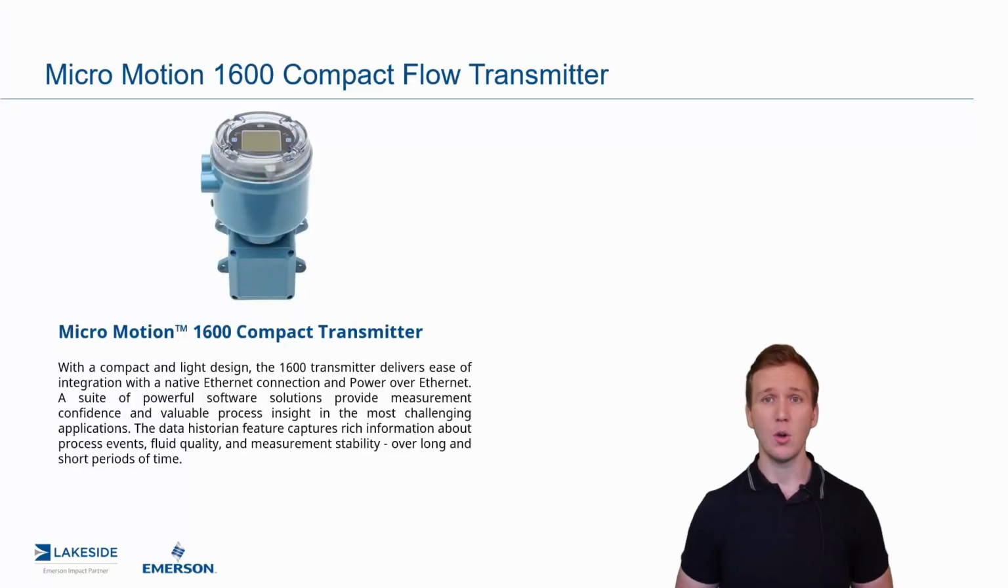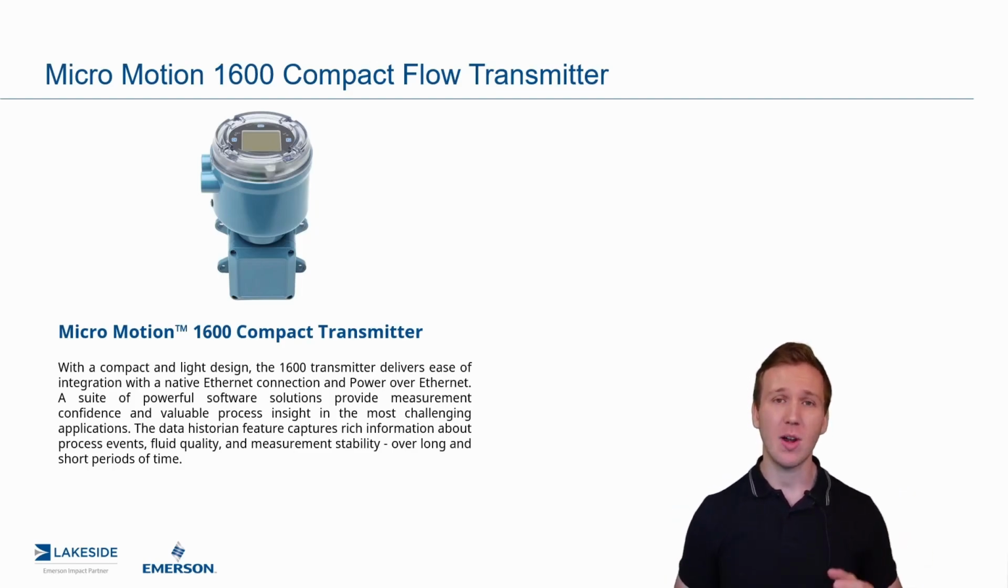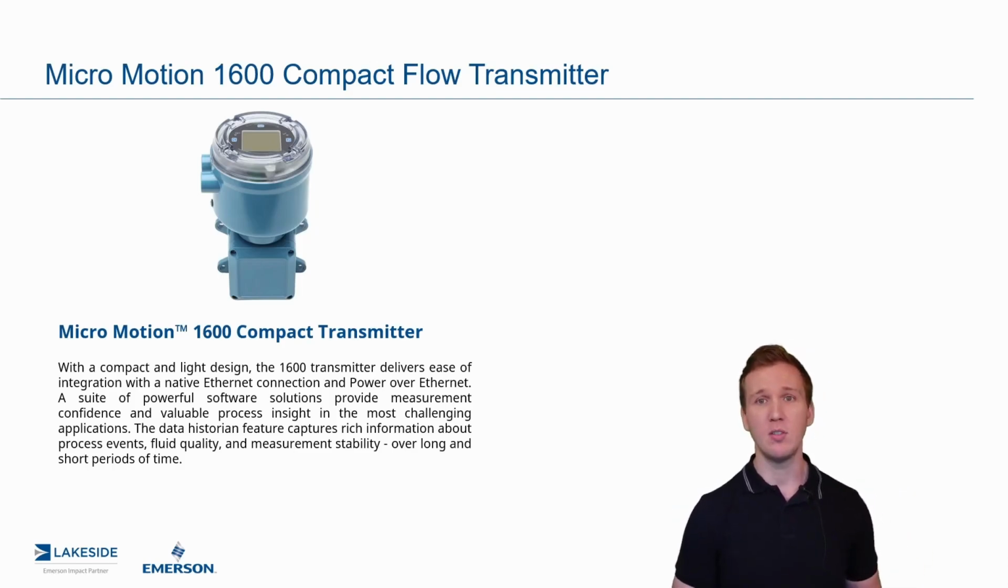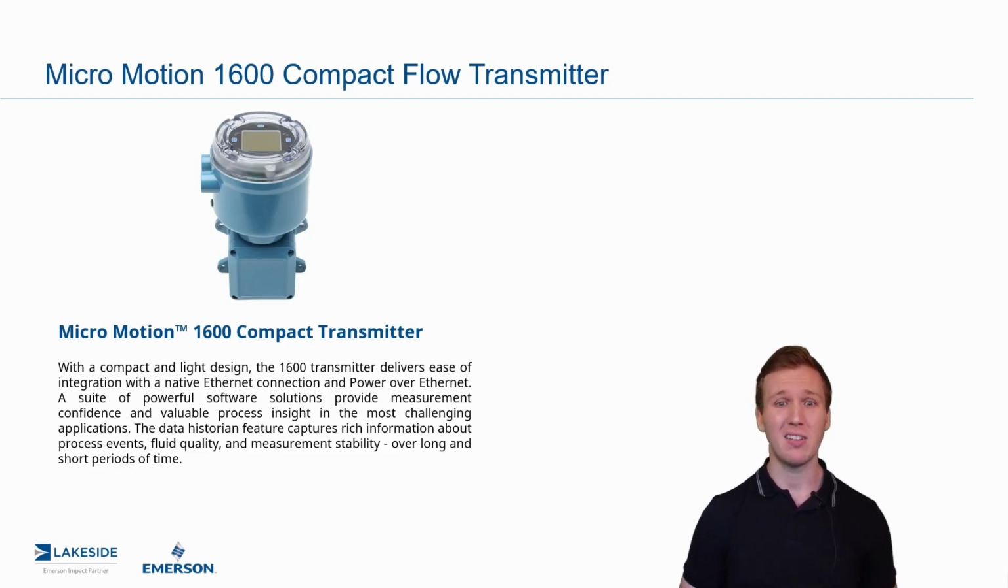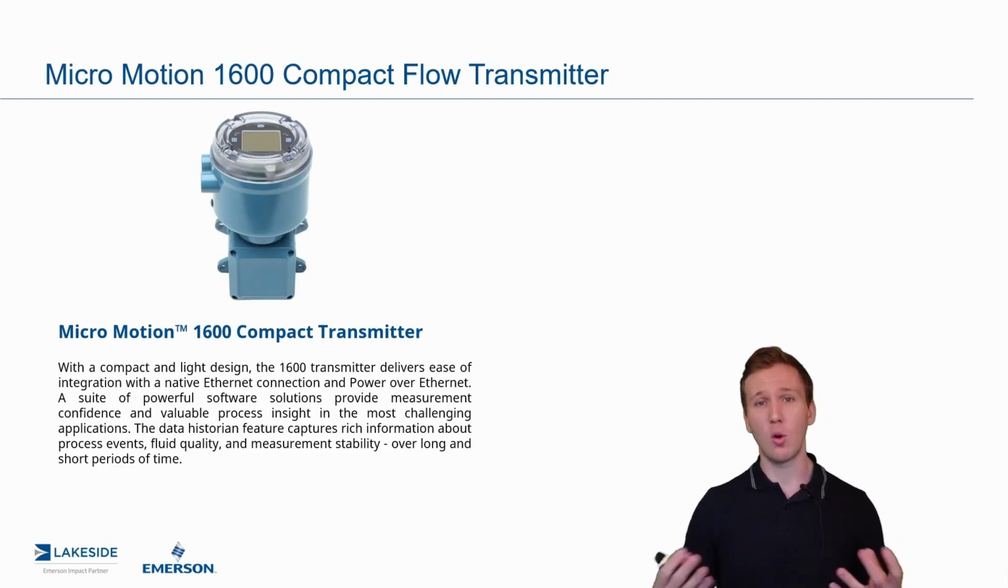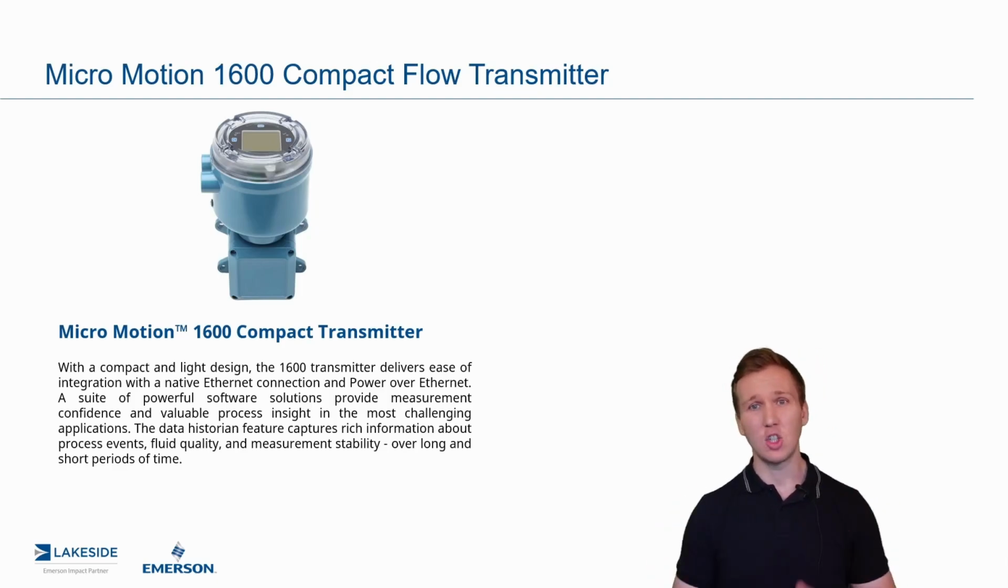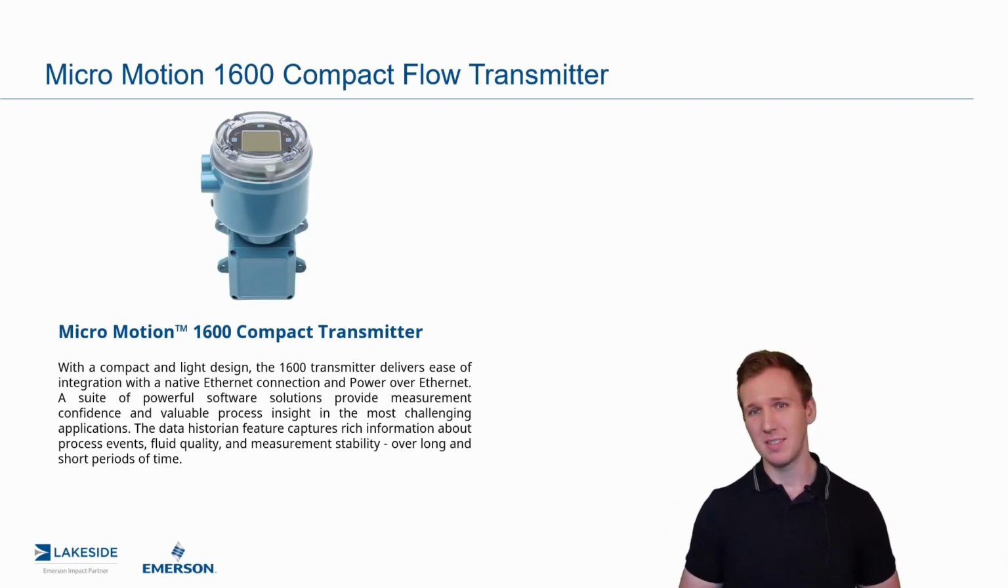And in today's episode, we're continuing our discussion around the Micro Motion 1600 compact flow transmitter. This is a power over Ethernet transmitter, and if you watched the last few episodes, we talked about the benefits of power over Ethernet, how it works, and the overall Ethernet network. Now today, we're going to dive more into the transmitter and the specific benefits and go through a bit of an overview.